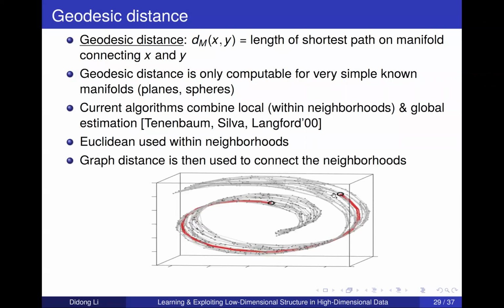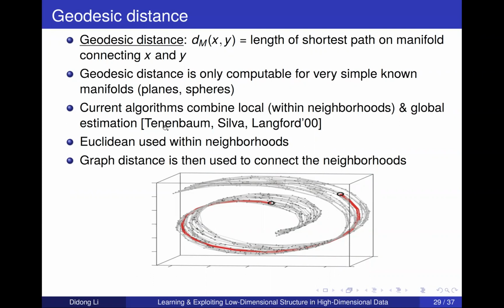So for any 2 points that are neighbors, distance is just the Euclidean distance. For 2 points that are non-neighbors, you just construct this graph. And so you connect each point with its neighbors, and the weight of each edge is the Euclidean distance. And then you search on the graph, what's the shortest path between these 2 points on the graph. And then you calculate the length of that shortest path and use that as the estimation of the geodesic distance.